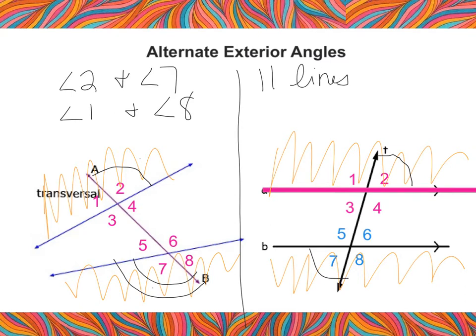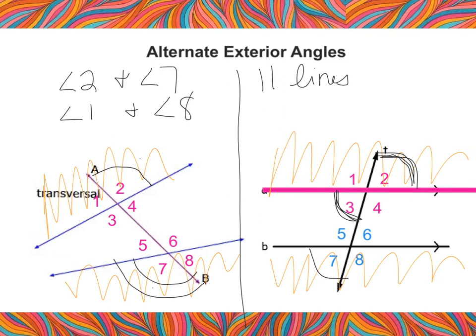When these lines are parallel, there's a special relationship between the alternate exterior angles. Again, we can use the transitive property to understand it. We already know that angle 2 is congruent to angle 3. And why are those congruent? Because they're vertical angles. Vertical angles are always congruent. Now, we learned earlier that corresponding angles are congruent.